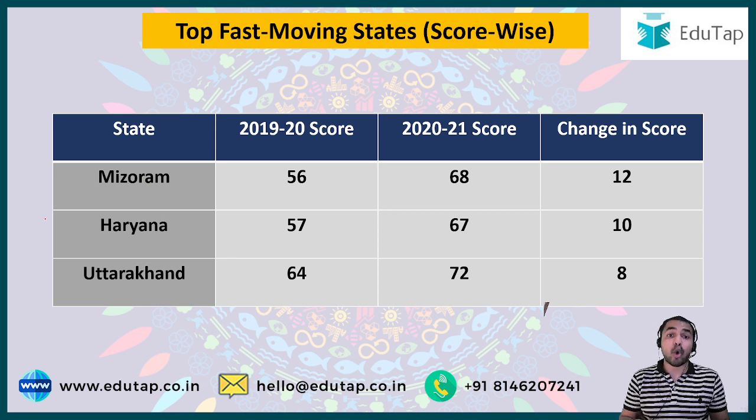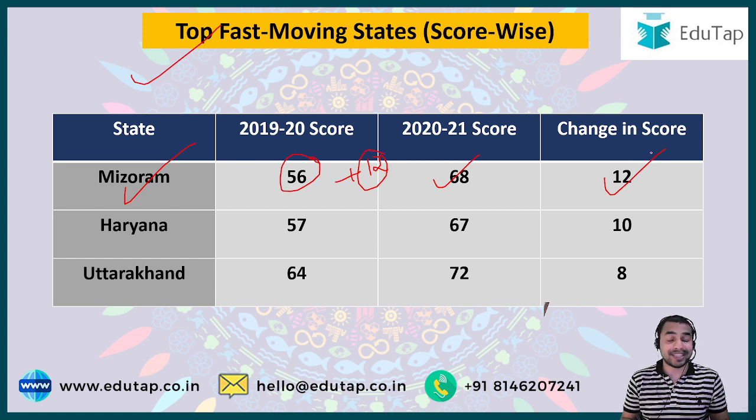Now let's see what are the top fast moving states. That means the states which have shown the maximum improvement. And guys, if we talk about this particular list, then this list has been topped by Mizoram, as its score was only 56 in the 2019 to 2020 edition, but this number has increased by 12 points to 68 in the 2020-2021 score. And guys, that shows that it has shown the highest improvement of 12 points in the index as we compare its performance in the last edition.